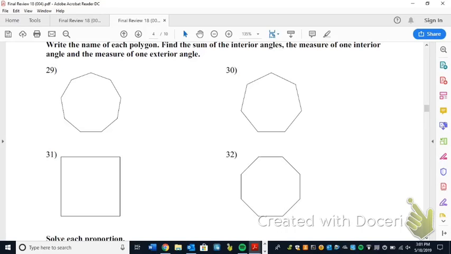Okay, write the name of each polygon. So number 9, we're going to count up the sides. 1, 2, 3, 4, 5, 6, 7, 8, 9. So it's a nonagon. That's what it's called. I left out the O there.